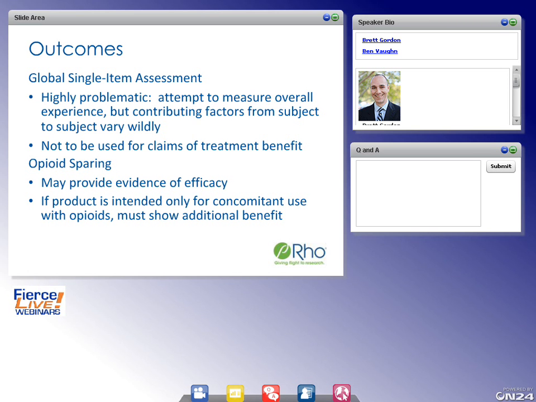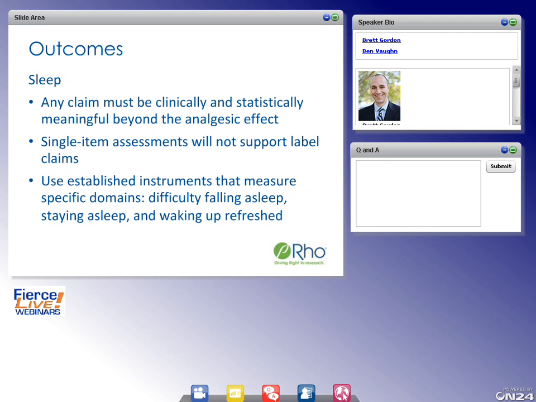For sleep, this is something where you need to use an established instrument, the Leeds Sleep Evaluation Questionnaire. This is an example of this. The claim needs to be clinically and statistically meaningful, and it can't just be as a result of the analgesic effect. If you're going to get a sleep claim, it needs to be not just because they have reduced pain and they're able to sleep.